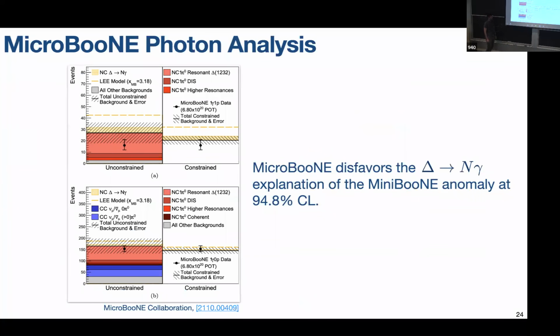So MicroBooNE started releasing their first results in late 2021. The first thing that they did was they looked for photons. People have been saying for a while, well, you know, that delta to N gamma background in MiniBooNE, we don't really know that branching ratio or the production rate of these deltas in these experiments. So what if that's significantly higher than what the standard model predicts, or just these simple models? MicroBooNE went and they looked for photons coming from delta resonance decays and did not find any excess. So they were able to disfavor that explanation of the MiniBooNE anomaly at nearly 2 sigma confidence. So this is a single photon model, but it's a specific single photon explanation for MiniBooNE.